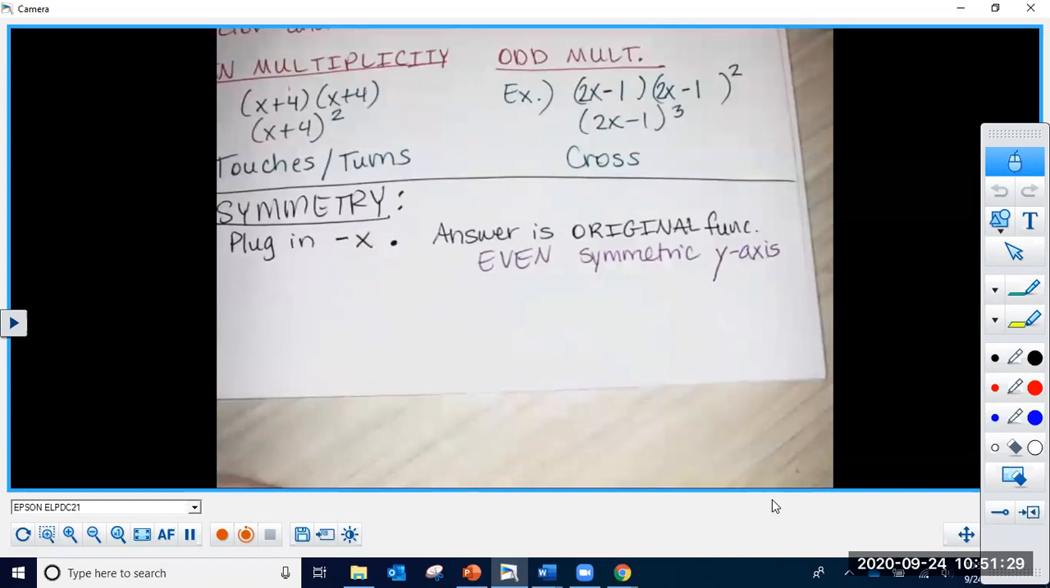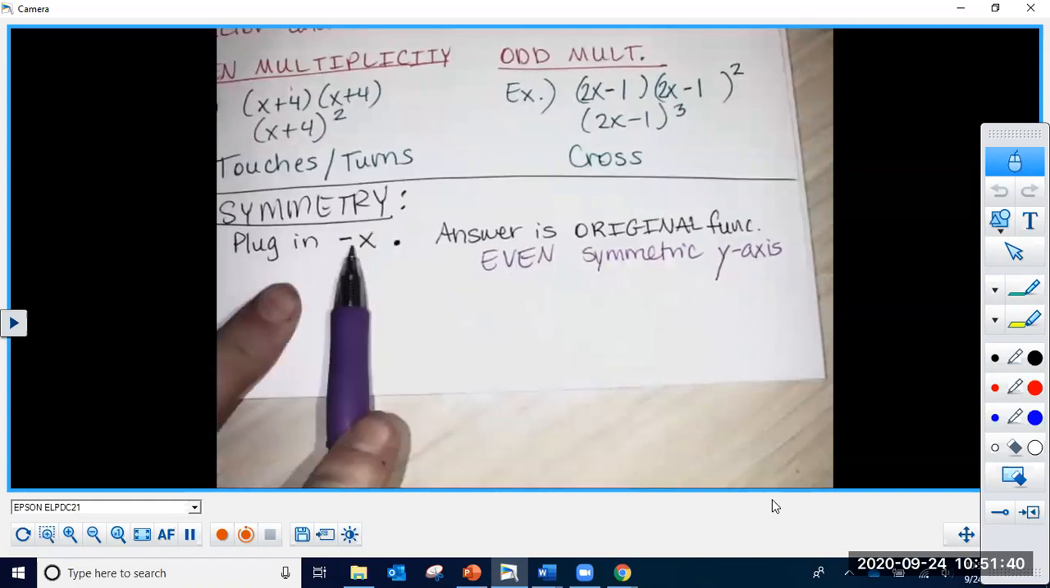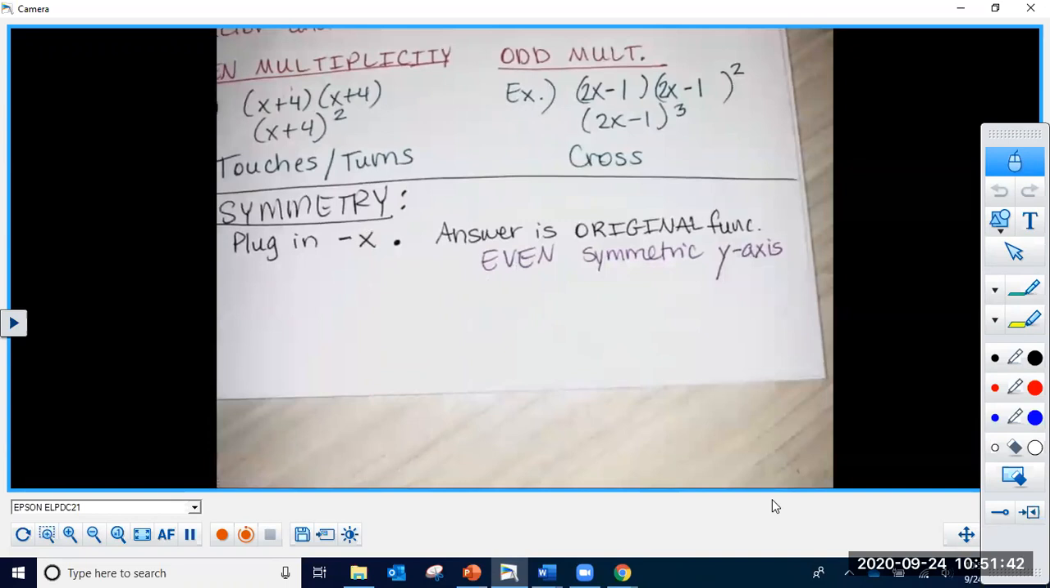But I'll show you how to really do that mentally and not really have to show any work. So anyway, if you plug in negative x and get the same original function out all the way through, no signs change, nothing, then it is going to be symmetric with the y-axis. So that's another way you can double check if you graphed it correctly.